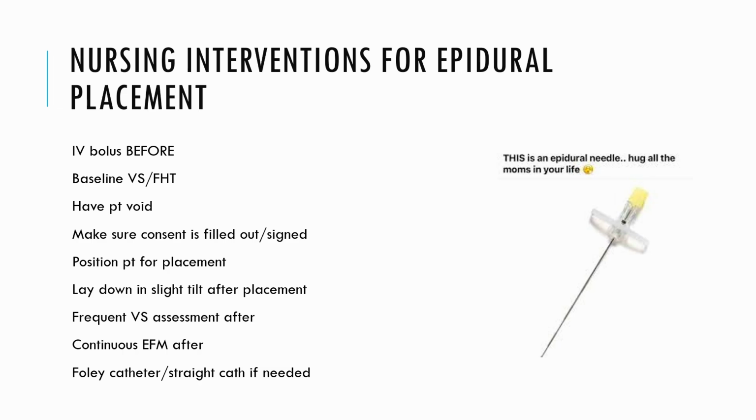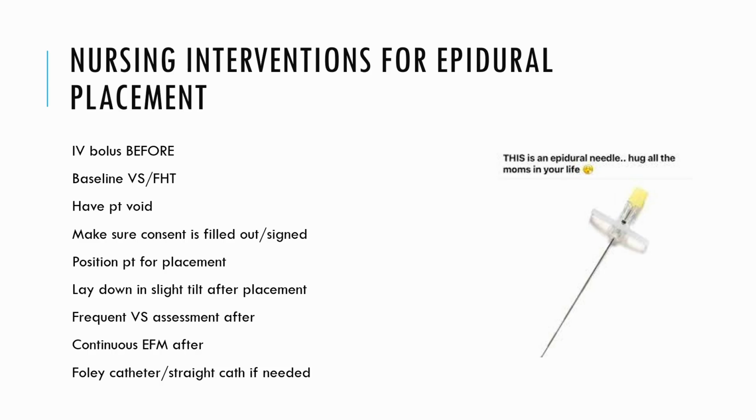I just wanted to mention some of the nursing interventions that you are responsible for when a patient does get an epidural. It's very important that we give a fluid bolus before the epidural gets placed. This will help counteract the common side effect of a drop in her blood pressure after it gets placed. We also want to make sure we have a good set of baseline vital signs and what our fetal heart tones look like beforehand, because we want to be able to notice if our vitals are changing at all, or if our fetal heart tones are changing after it.